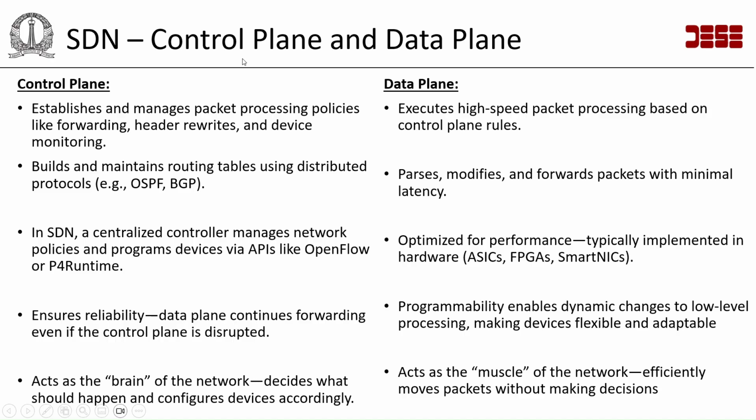SDN has two types of functionality: the control plane and the data plane. The control plane establishes and manages policies like forwarding, header rewrites, and device monitoring. It ensures scalability because the data plane continues forwarding even if the control plane is restricted.